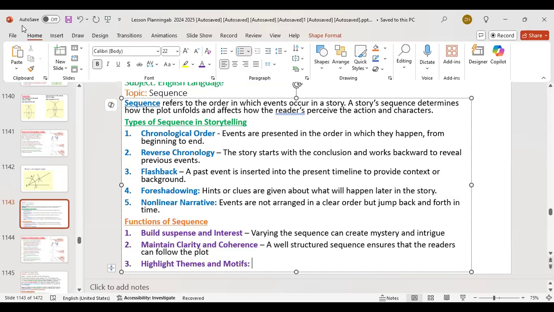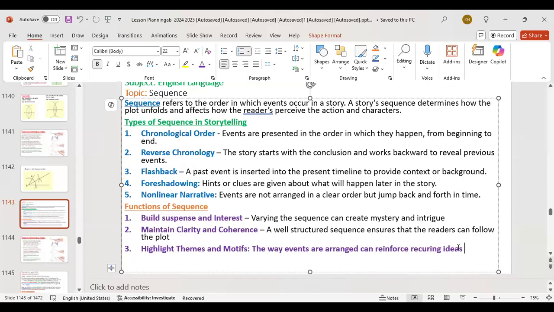So a theme is basically the main idea, the main lesson learned, the moral of the story. So the purpose of the plot is to highlight themes and motifs. So it's the way events are arranged can reinforce reoccurring ideas. Okay, reoccurring ideas. Good. So that's that.